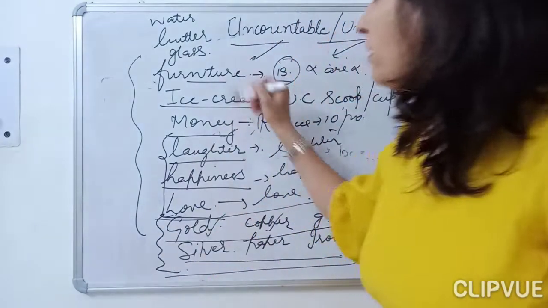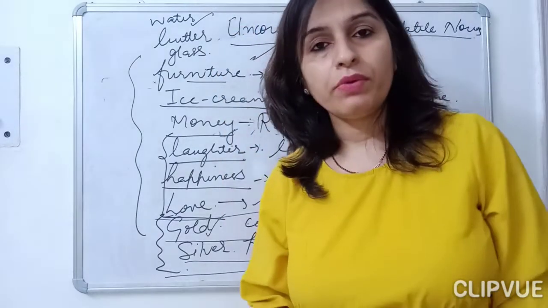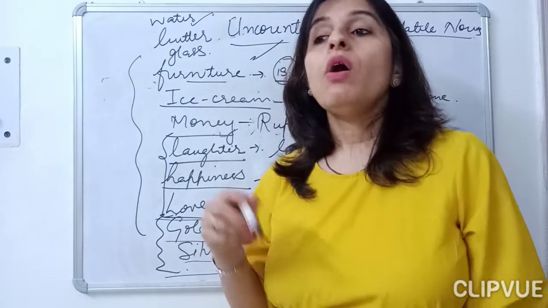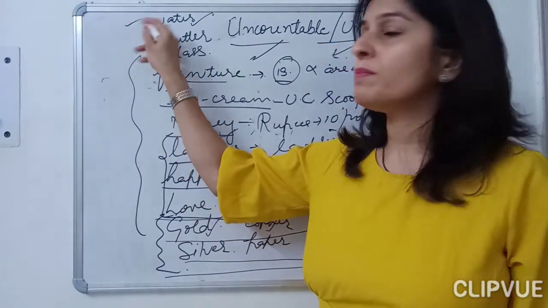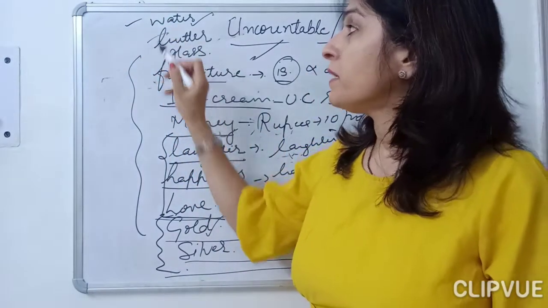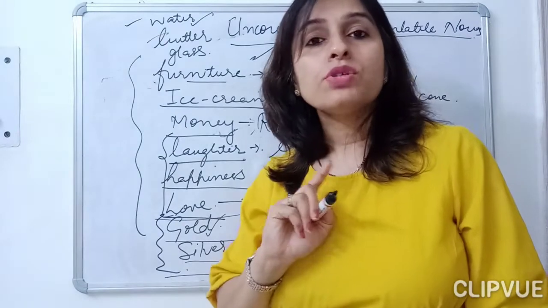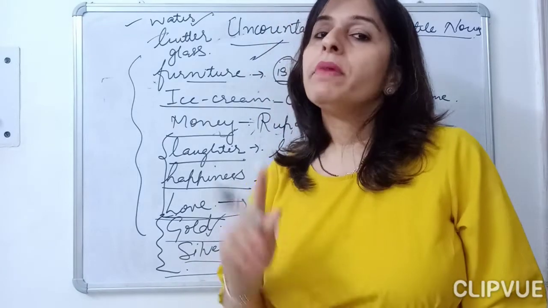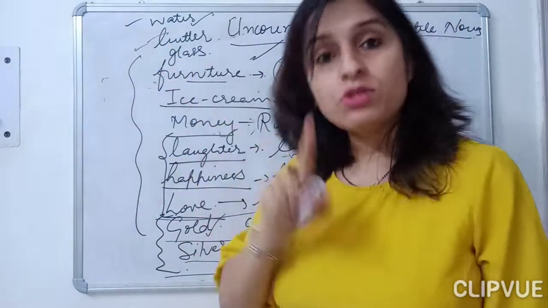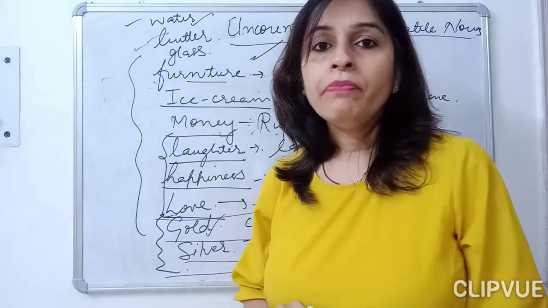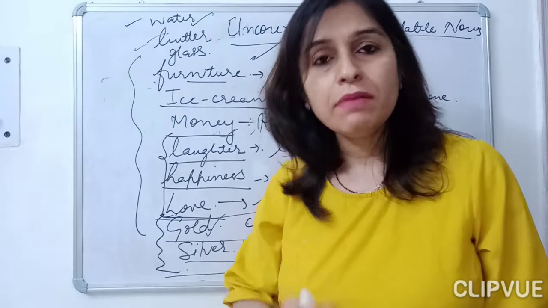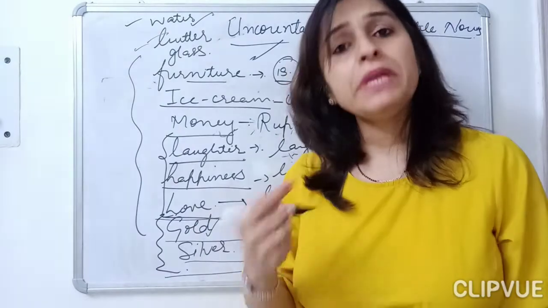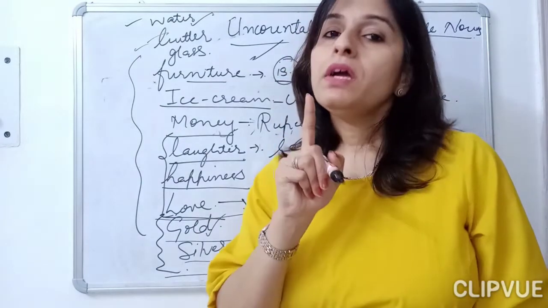Now see, water is again an uncountable noun, children. But when I say I need a glass of water, a cup of water, or a bottle of water, then it becomes my countable noun. Secondly, butter, cheese, sugar, tea, coffee, they all are uncountable nouns. But when I say I need a slice of butter, a dollop of butter, a piece of cheese, a loaf of bread, or a piece of bread, then it becomes my countable noun.